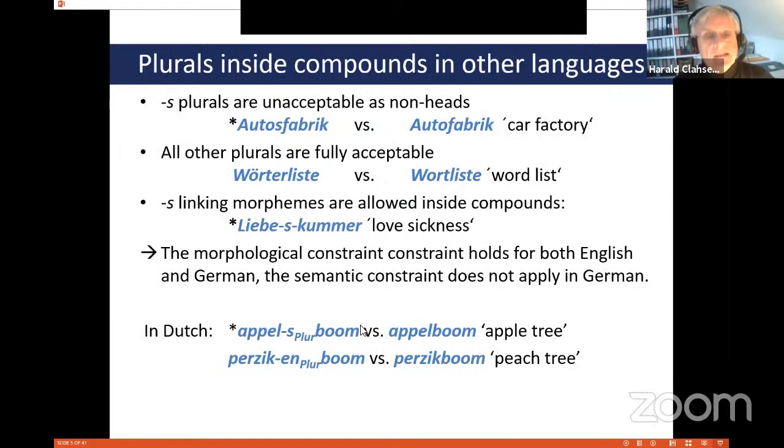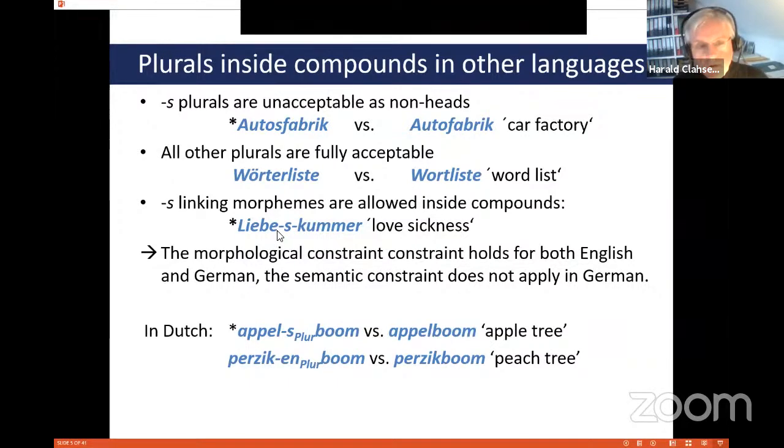And this plurals in compounds effect is not unique to English. We find it in other languages as well. So for example, in German, only -s plurals are banned from appearing inside compounds, whereas all other plurals are permitted. So you cannot say Autosfabrik, car factory. This is ungrammatical in the same way in which it would be ungrammatical in English. But you can have all sorts of irregular plurals inside compounds. So for example, a word list in German can be a Wörterliste, which is the plural of that word, or the singular form. Note also, which is something we will come back to, that both English and German allow -s infixes inside compounds. They are called linking morphemes. So for example, this is, I love that example, this means love sickness. And the first non-head element is the word love, which doesn't have a plural.